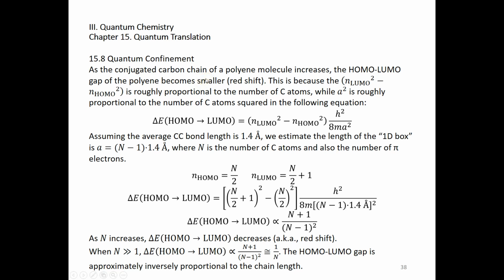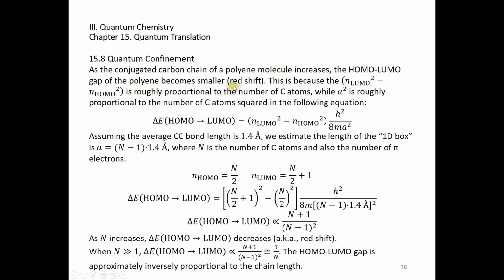Chapter 15, Quantum Translation, Section 15.8, Quantum Confinement. As the conjugated carbon chain of a polyene molecule increases, the HOMO-LUMO gap of the polyene becomes smaller.